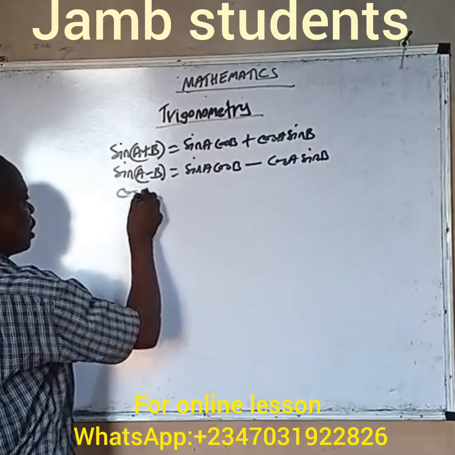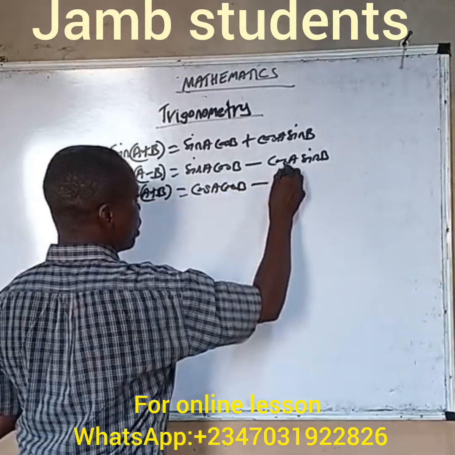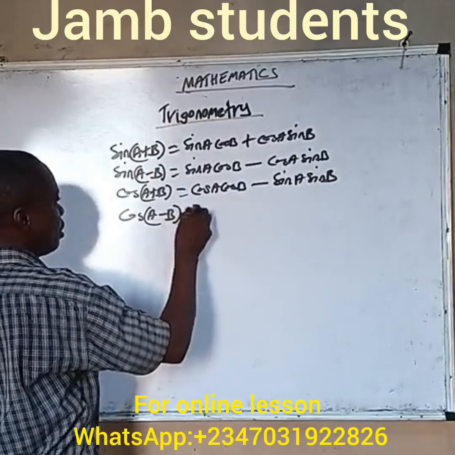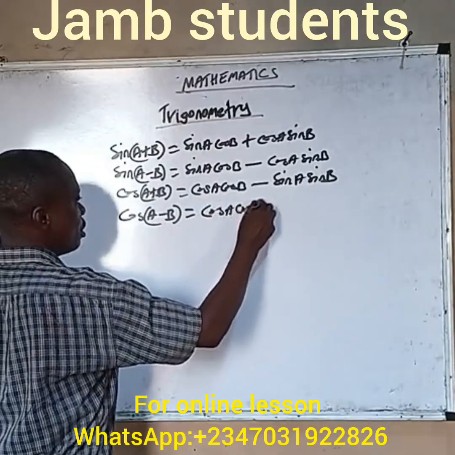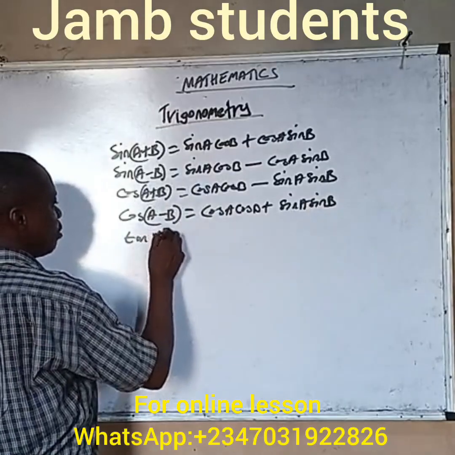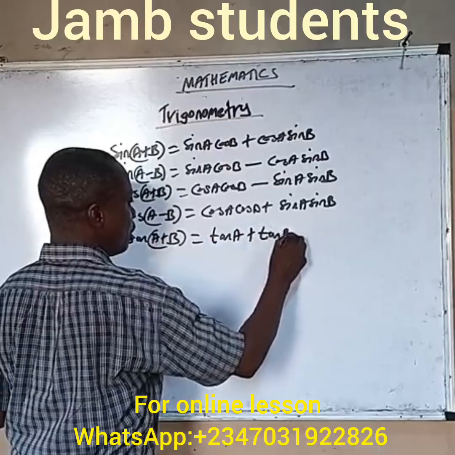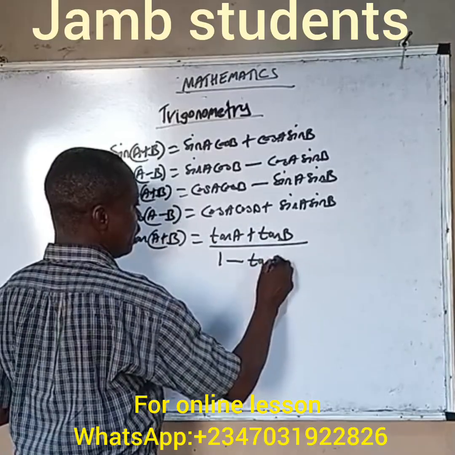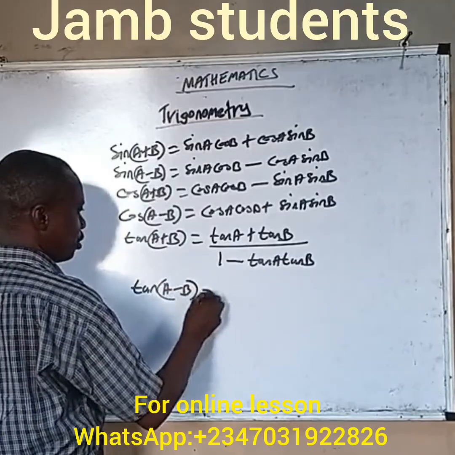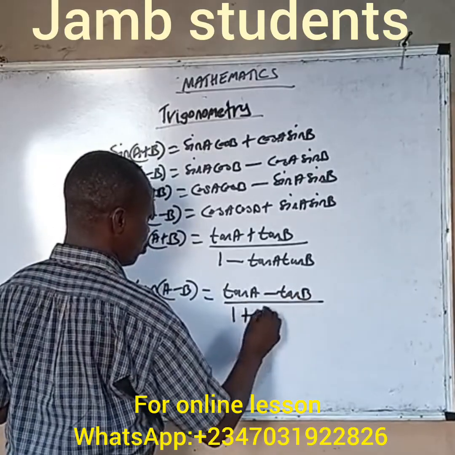Cos A plus B is equal to cos A cos B minus sine A sine B. Cos A minus B is equal to cos A cos B plus sine A sine B. Tan A plus B is equal to tan A plus tan B over 1 minus tan A tan B. Tan A minus B is equal to tan A minus tan B over 1 plus tan A tan B.